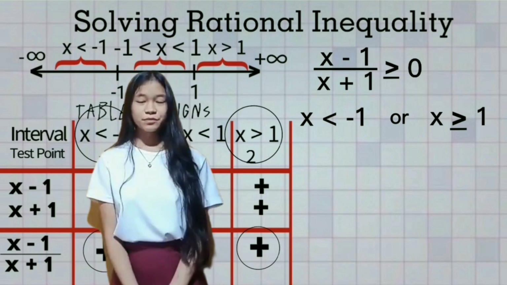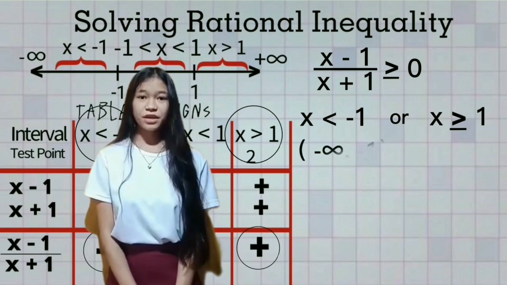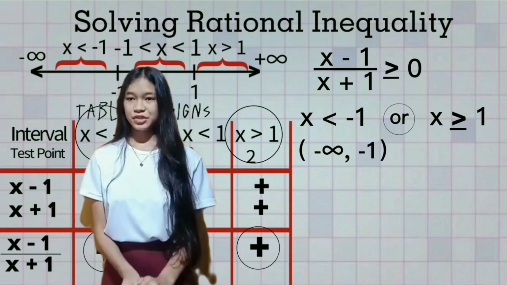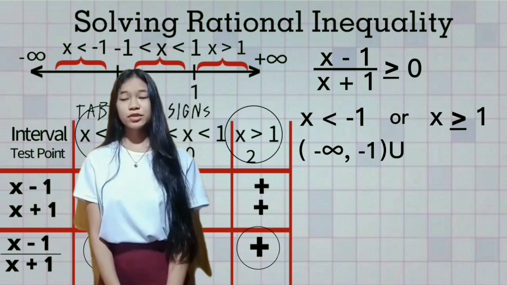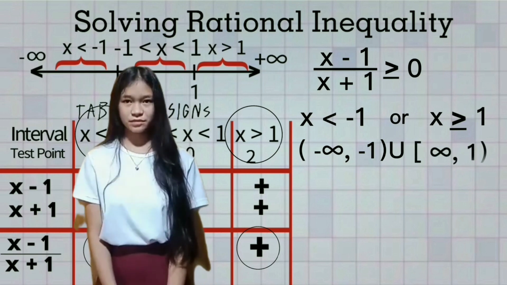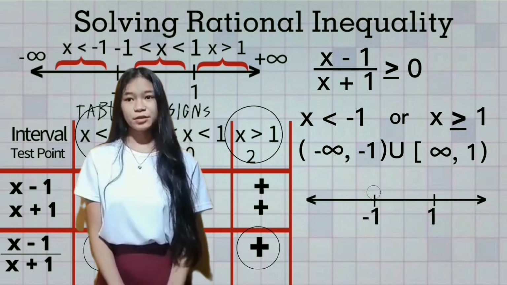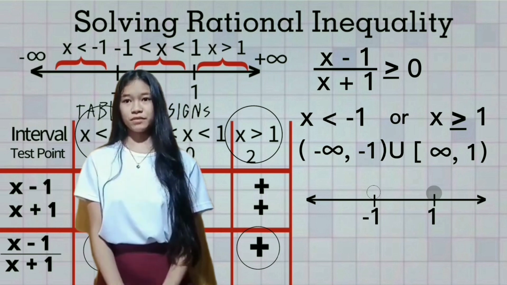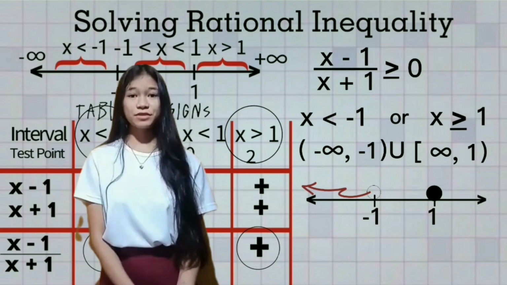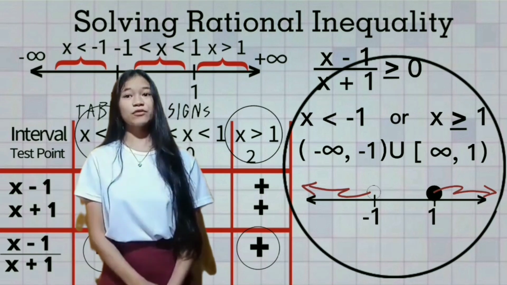In interval notation, our answer is x less than negative 1, so we have negative infinity to negative 1 open, union, and then x greater than or equal to 1, so that is closed, interval 1 to positive infinity. In the graph, negative 1 will be open because it is not part of the solution. At 1, there's a point or a shaded one. So our solution set goes to negative infinity on the left side, while at the right side, going to positive infinity. So this will be our final answer.